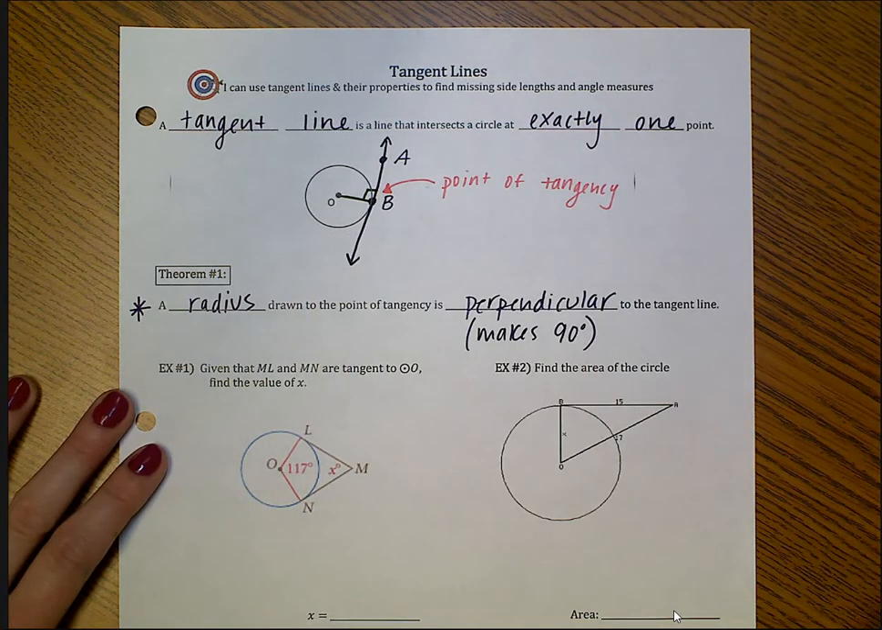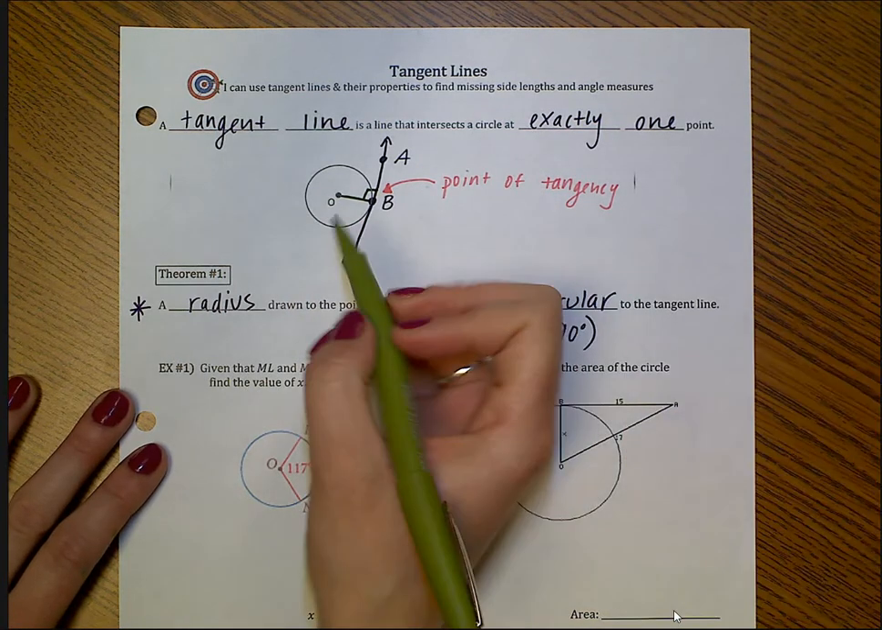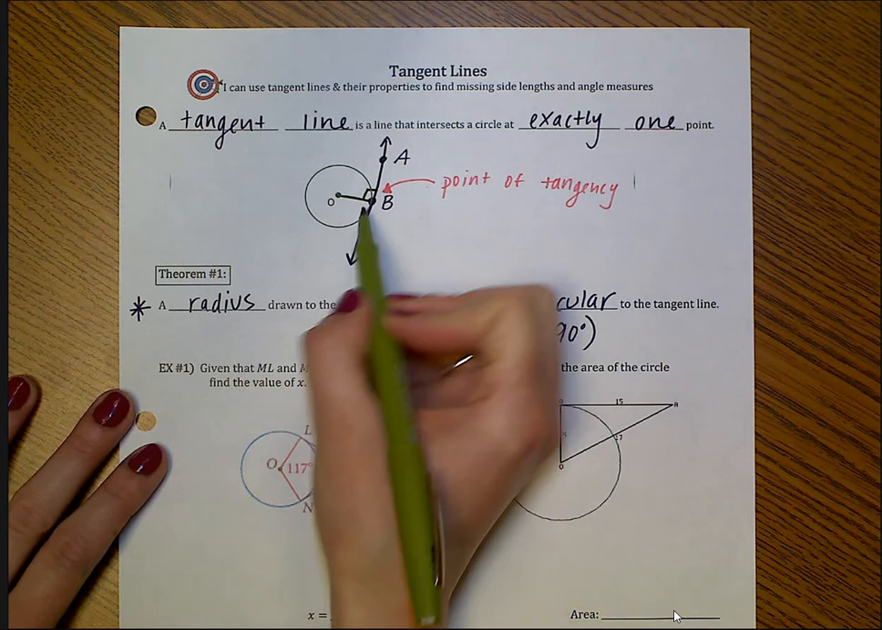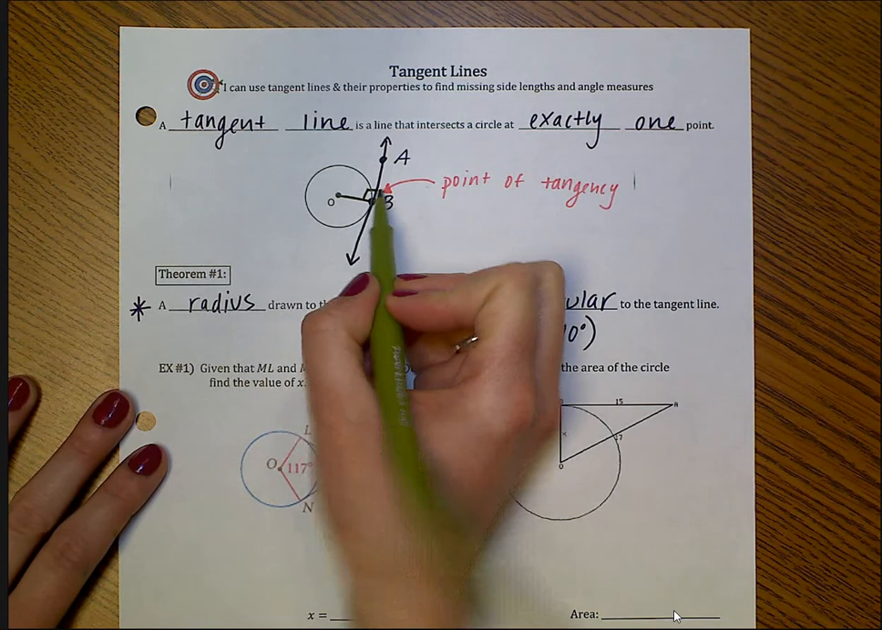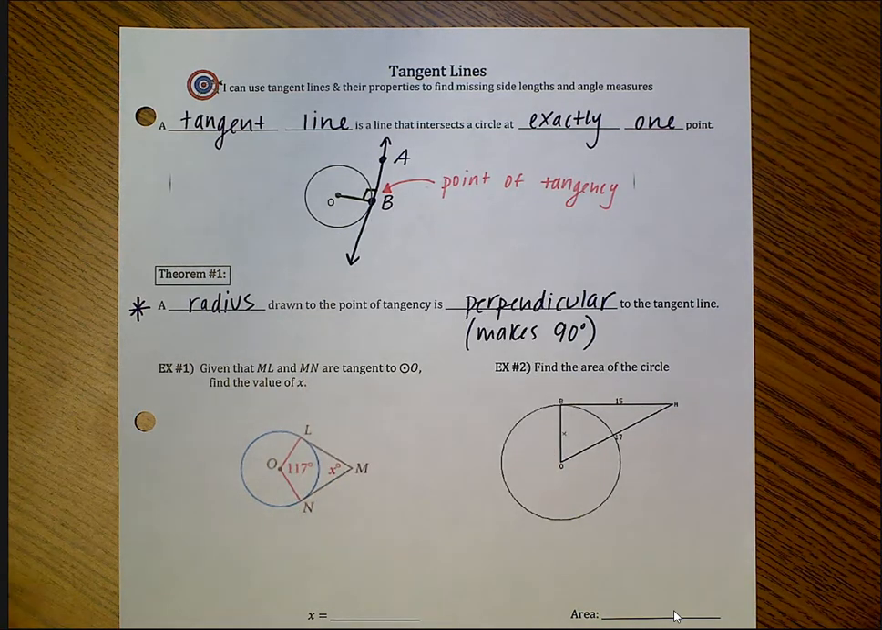So if you see tangent, know that you can draw a radius to the point of tangency, and the tangent line and the radius make a right angle. That is the biggest thing that you need to know to complete these problems. So let's check out what some of these will look like. I've got 3 examples here.